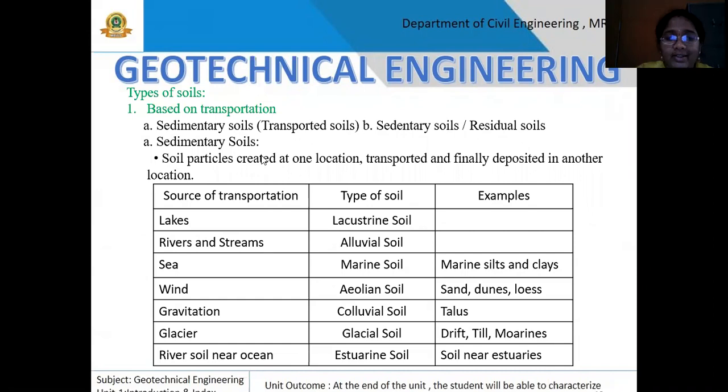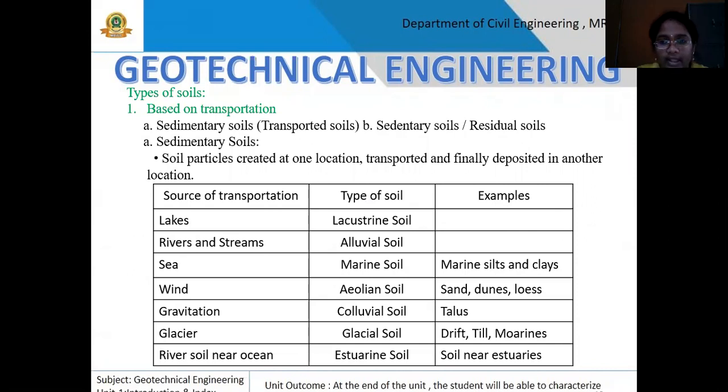So soil particles created at one location, transported and finally deposited at another location. That is for transported soils. Based on the source of transportation, we have given a name for the type of soil. If lakes are the source of transportation, it is called lacustrine soils. If rivers and streams, alluvial soils. If it is sea, it is called marine soil. Wind, aeolian soils. Gravitation, colluvial soils. Glacial soils. River soil near ocean is called estuarine soil.